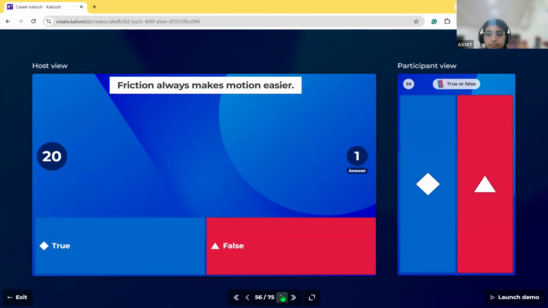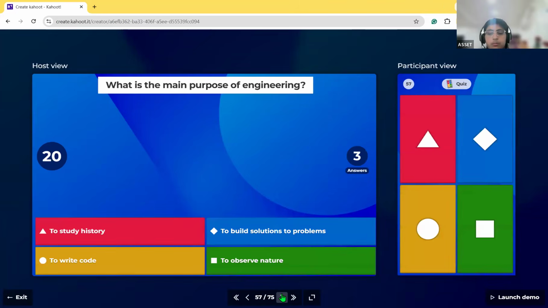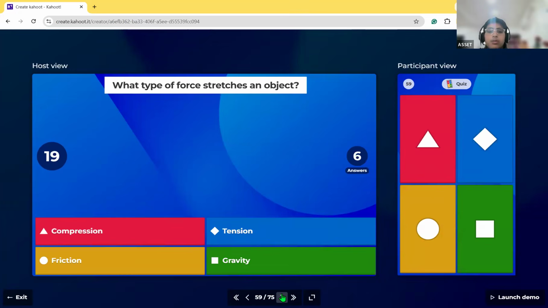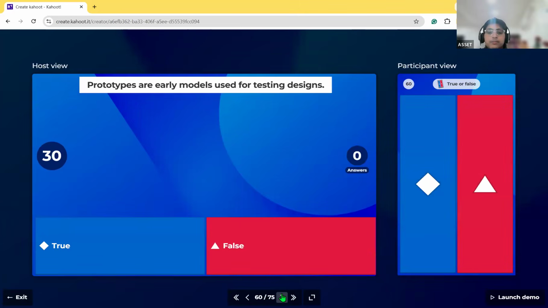Engineering. Friction always makes motion easier. What is the main purpose of engineering? Which part of the engineering design process involves testing and improving a prototype? What type of force stretches an object? Prototypes are early models used for testing designs.